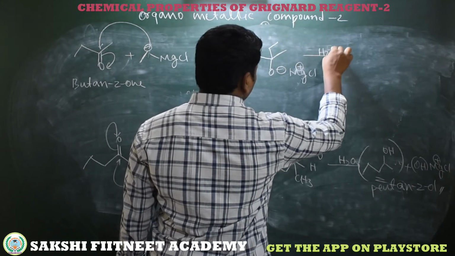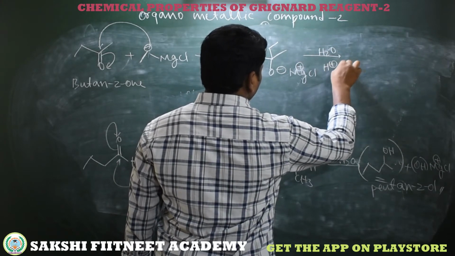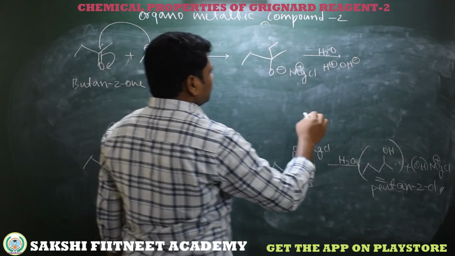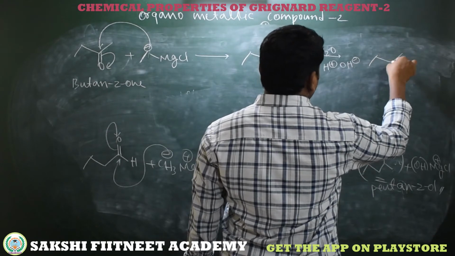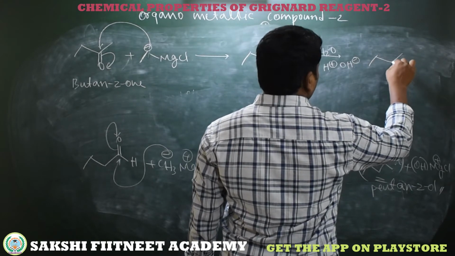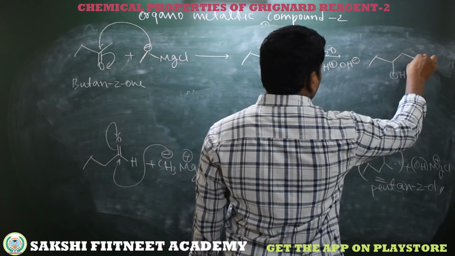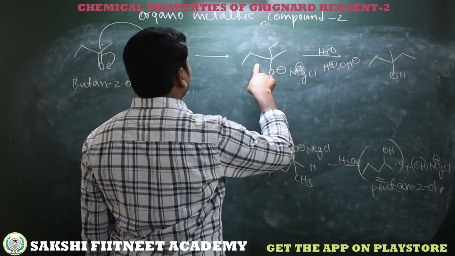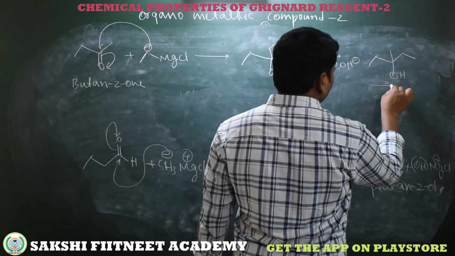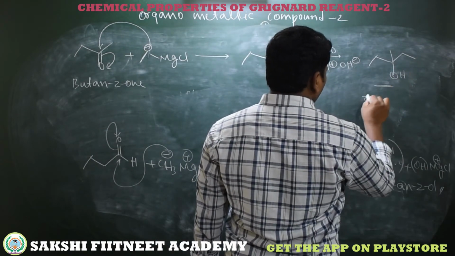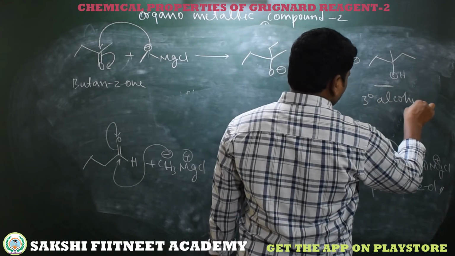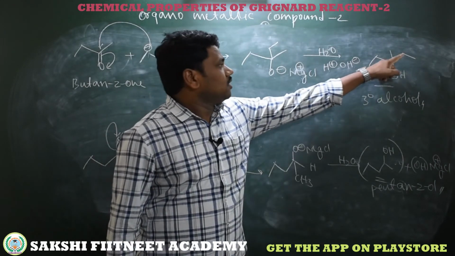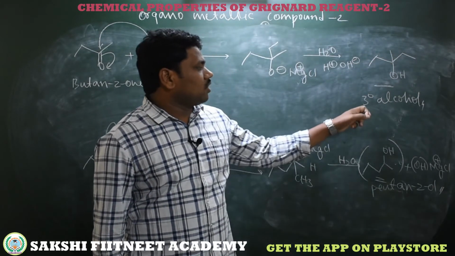So on hydrolysis, it's H plus OH minus, H plus towards O minus, OH minus towards MgCl. So here see, this is OH, this ethyl group, and here a methyl group, and on this side we have another ethyl group. So we got a tertiary alcohol. So what is a tertiary alcohol? Here the OH is bonded to the carbon having 3 alkyl groups, that is called a tertiary alcohol.